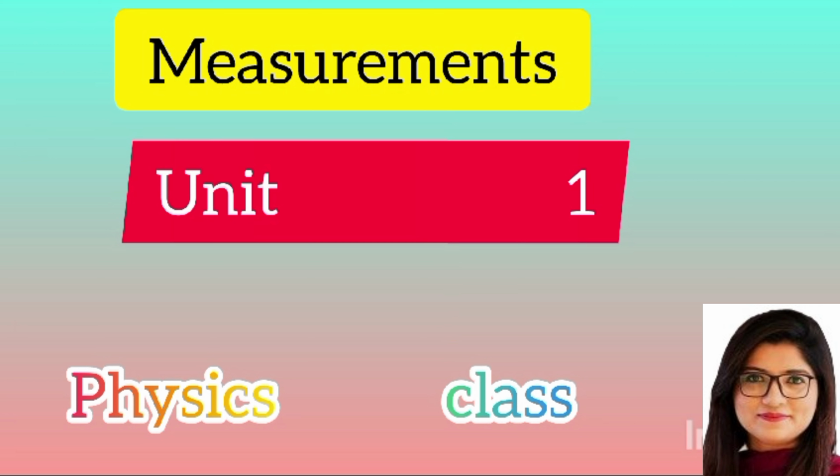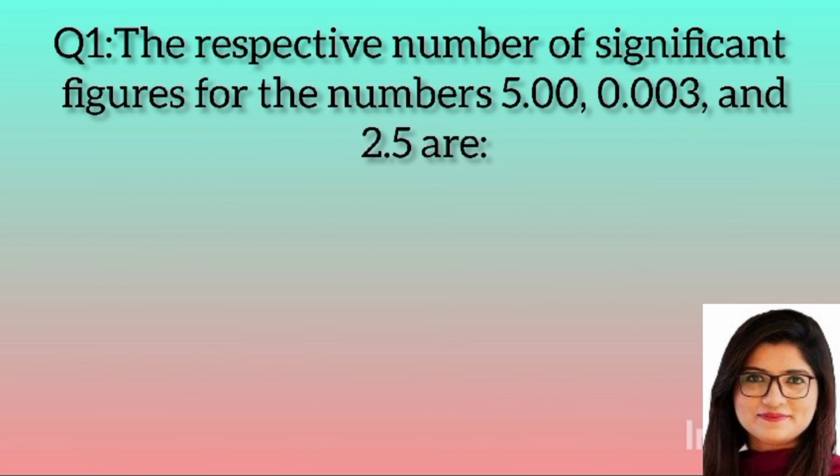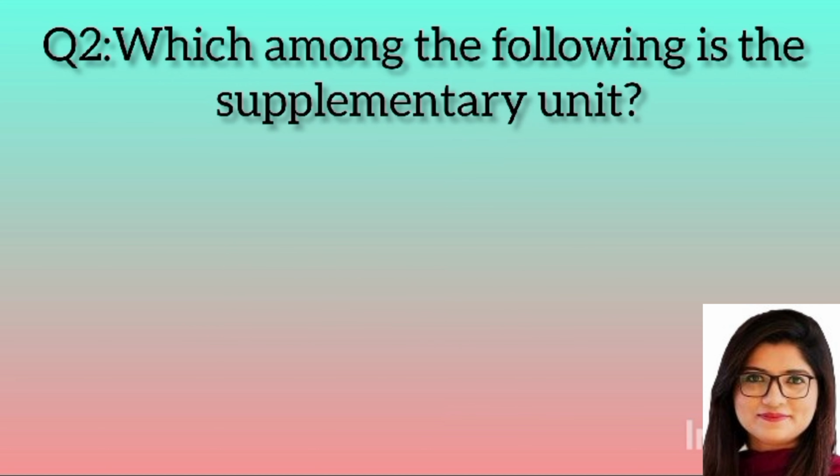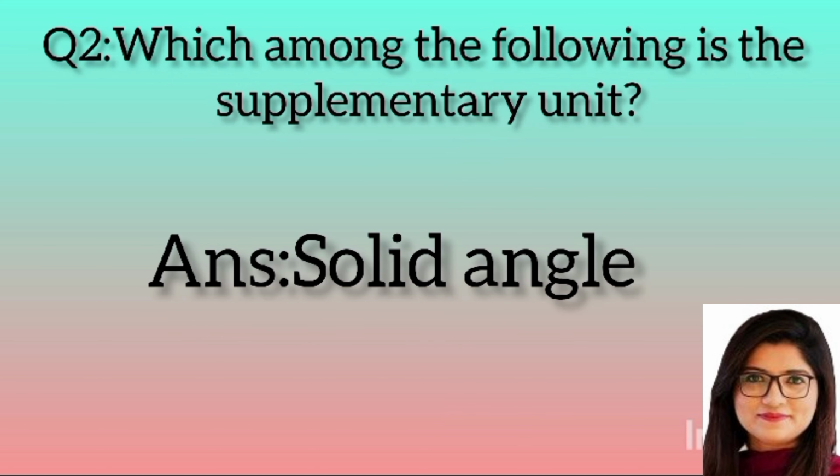Measurement, Unit 1, Physics Class 11. Question 1. The respective numbers of significant figures for the numbers 5.000, 0.003 and answer 552. Question 2. Which among the following is the supplementary unit? Answer: solid angle.